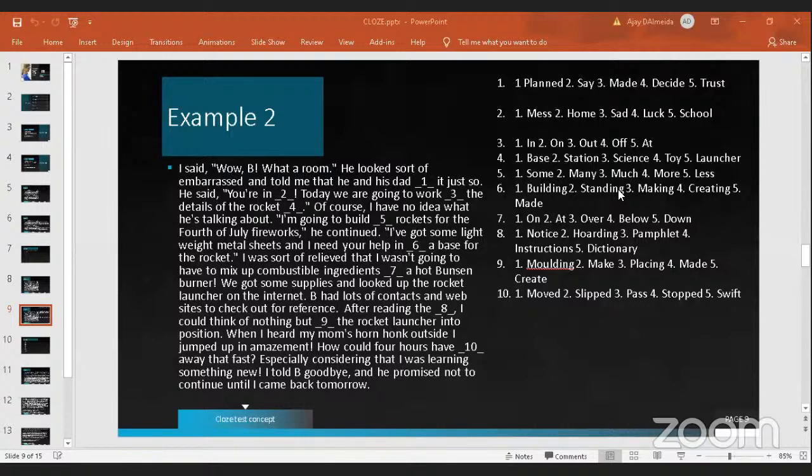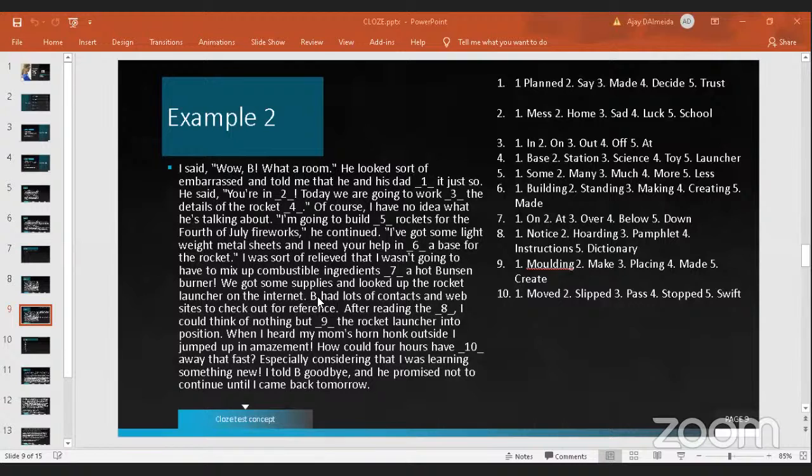I was sort of relieved that I wasn't going to have to mix up combustible ingredients over a hot Bunsen burner. We don't keep anything on the burner. We keep it over the burner. Over. Answer is over. Ingredients over a hot Bunsen burner.